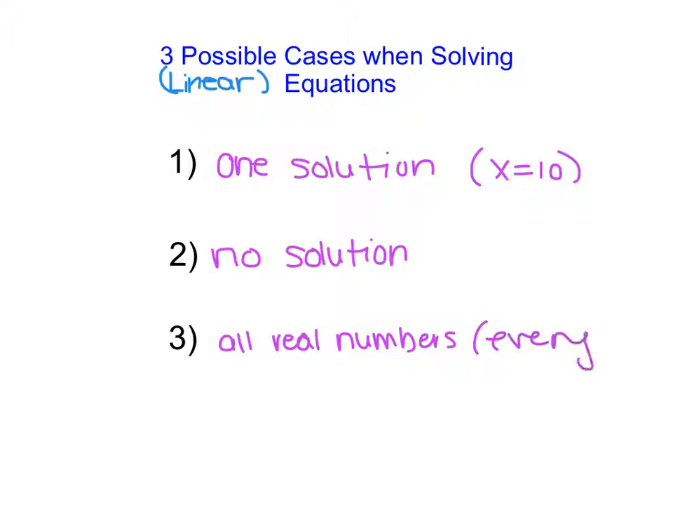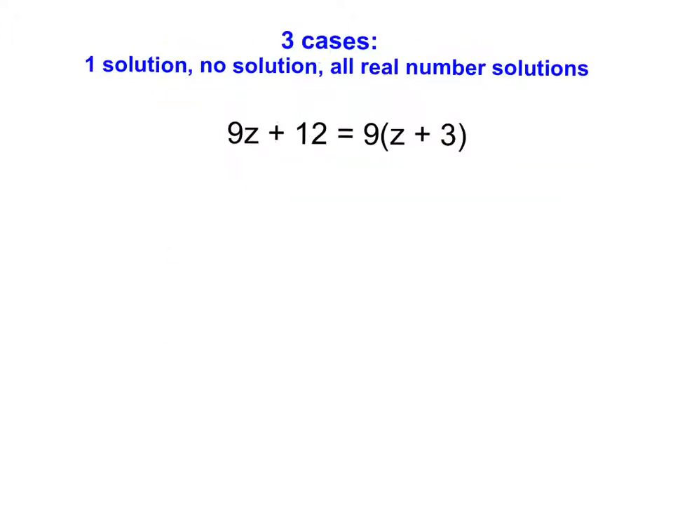is a solution. So these are the three cases that you will see. You'll see instances where you get one single solution for an answer, you'll get instances where you have no solution, and then you'll have instances where every real number, all real numbers, are a solution to that particular problem. So we're going to talk through on the next few slides how we can determine, do we have one solution, no solution, or all real number solutions to our linear equation.